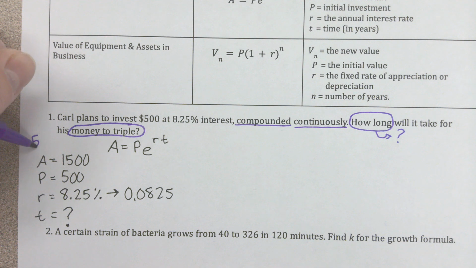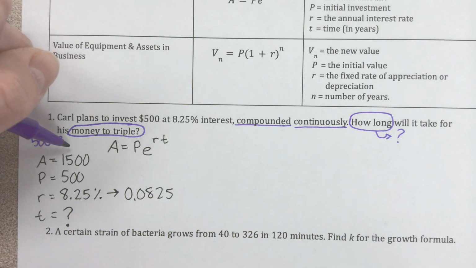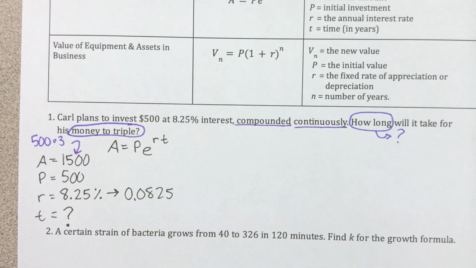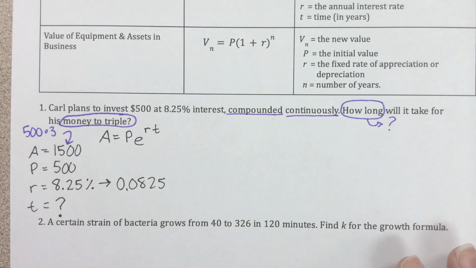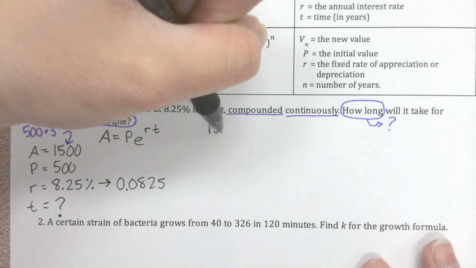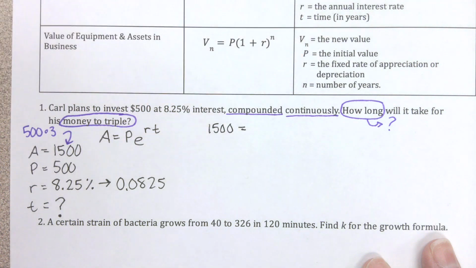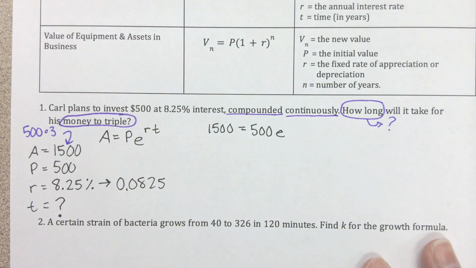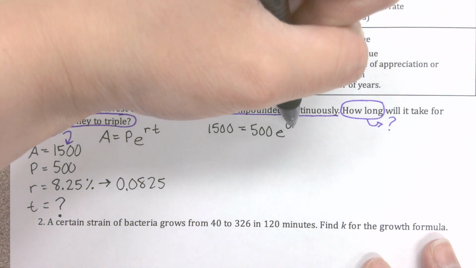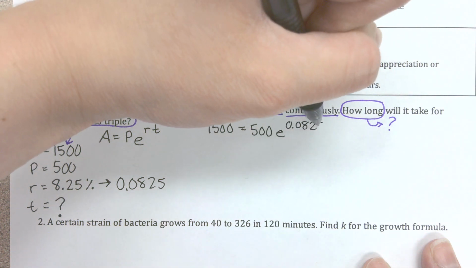So if you didn't follow, if we're tripling the initial amount, 500 times 3, 1,500 is what he wants to end up with. From here, let's plug it all in and solve for T. We have 1,500 equals 500 E to the 0.0825 T.